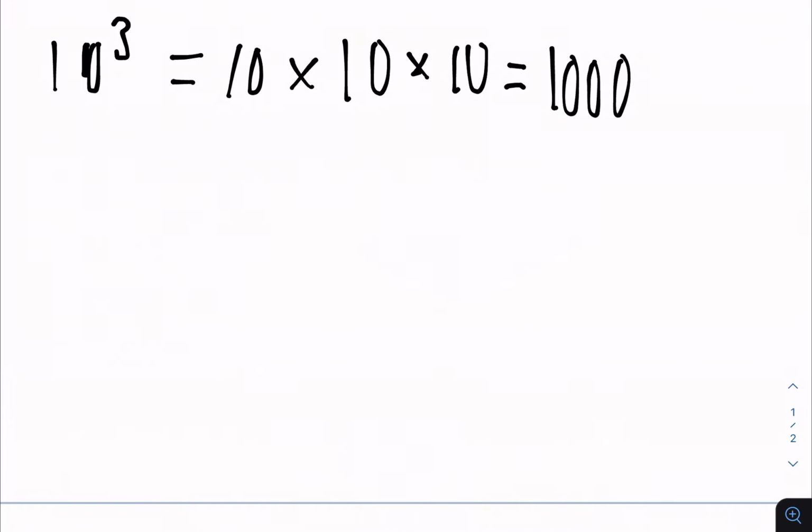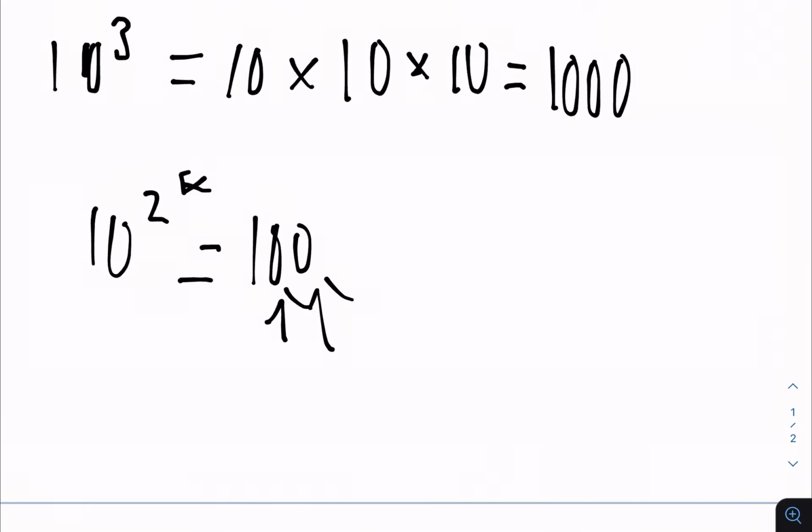So we could also think of exponent numbers as equal to the number of zeros. For example, 10 squared, we said equals 100. So there's 2 zeros, and that's the same as the exponent. And same with this. The exponent is 3, and there's 3 zeros.